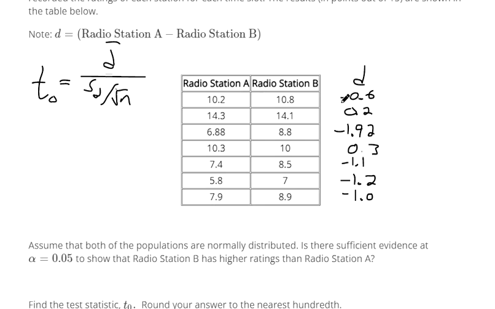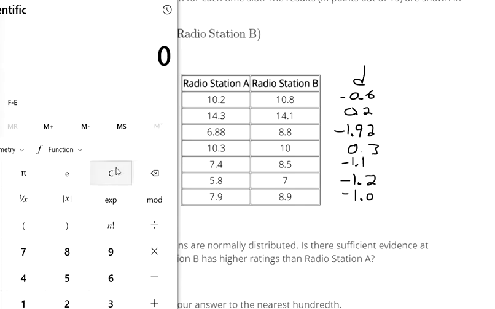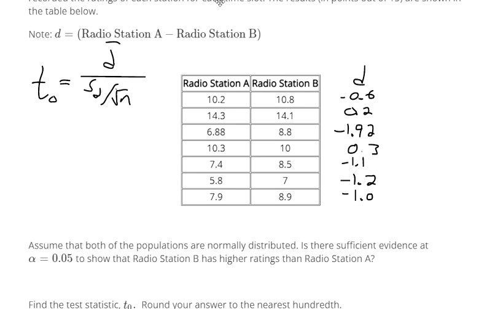So I paused the video and calculated the difference, column D, like they told us to up here. I took radio station A subtracted by radio station B. We need the mean of D, that's what that little bar means, the sample mean. So we add all those up: negative 0.6 plus 0.2 plus negative 1.92 plus 0.3 plus negative 1.1 plus negative 1.2 plus negative 1.0. Punch those in carefully in your calculator in case you have trouble with negatives and positives. There are 7 numbers, so we divide by 7. There's our mean, negative 0.76.